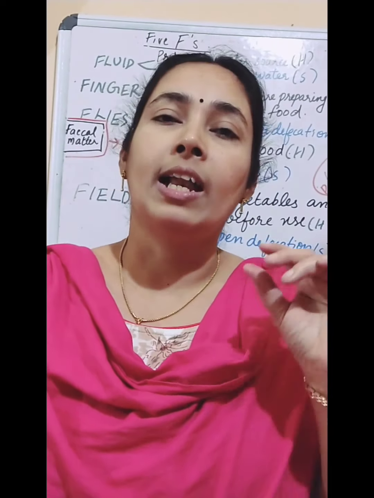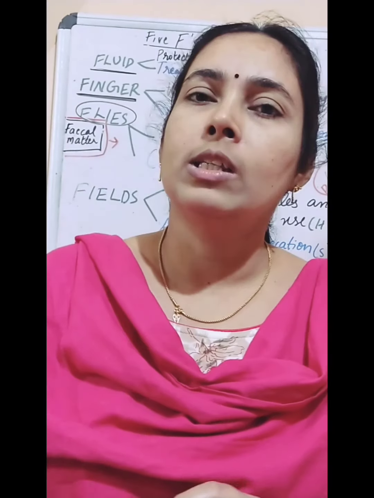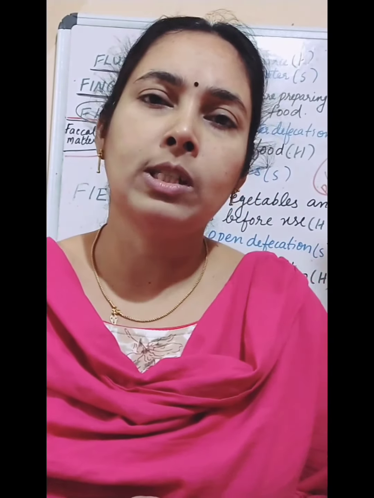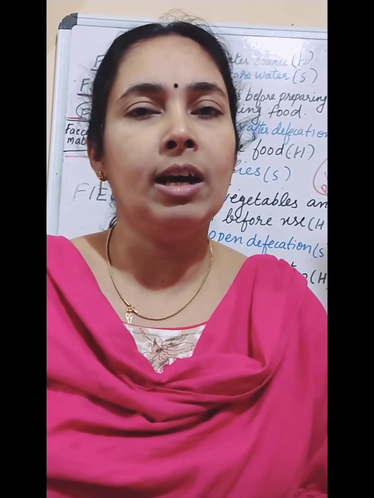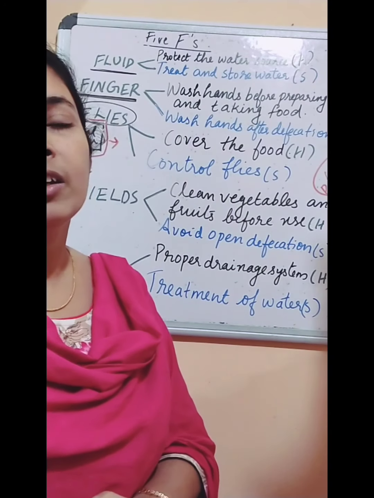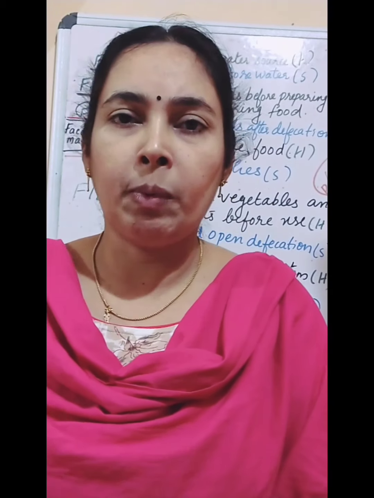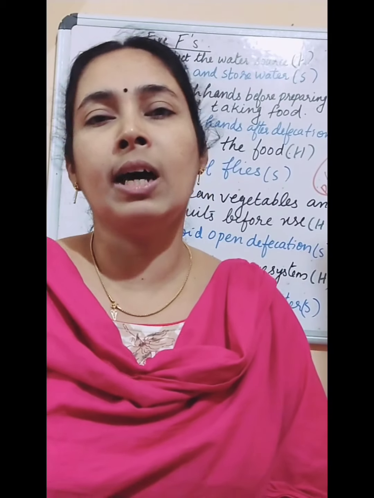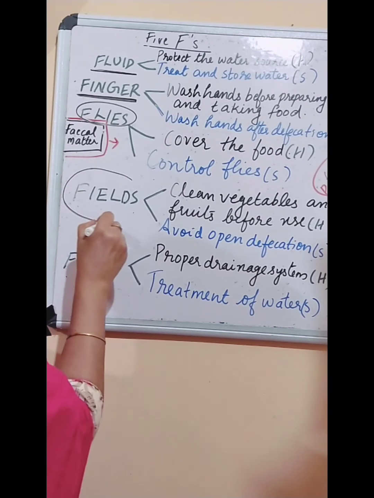So what should we do? What is the hygiene? We should cover the food. If we are covering the food, flies will not sit on the food and germs will not enter into our food also. So what is the hygiene? We should cover the food. And what is the sanitation? Control flies. So we should control the flies by keeping our environment clean. We can control the flies also. Then next F, what is the fourth F?